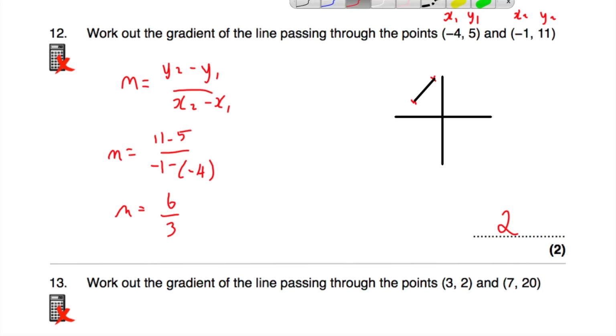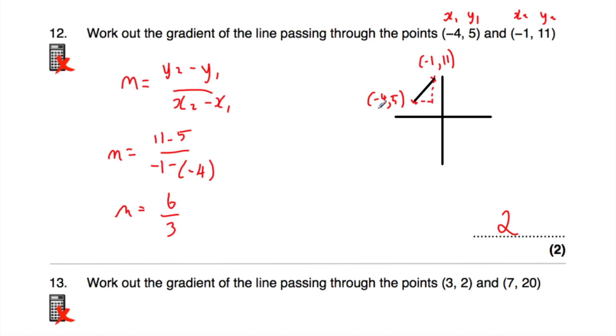And actually we should really label the points. So we've got -4, 5 and we've got -1, 11. As you can see, this one's a bit closer to the y-axis and it's a bit higher up, and that's why I've put them like that in relation to each other. Then if we wanted to find the gradient of that line, we do a little right angle triangle and label the rise and the run.